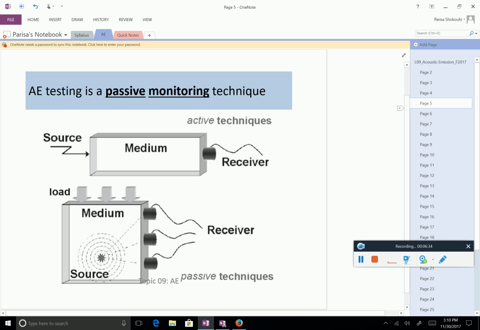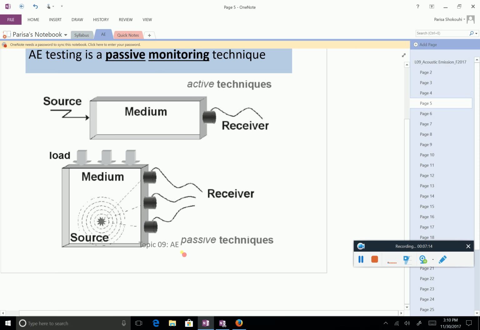Now, we call acoustic emission a passive monitoring test. Why? Because you don't have an active source. Let's compare it to what we had before. You had a source, you had one transducer to send a pulse and you would receive it. This is active. With acoustic emission, there is no source. You just listen to see what is going on, right? So you hear these terms, passive and active, that's what it means. When you have passive, it means that there is no source, basically. And acoustic emission is definitely a passive technique.